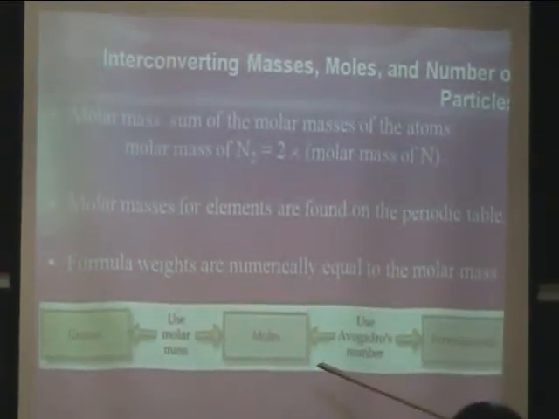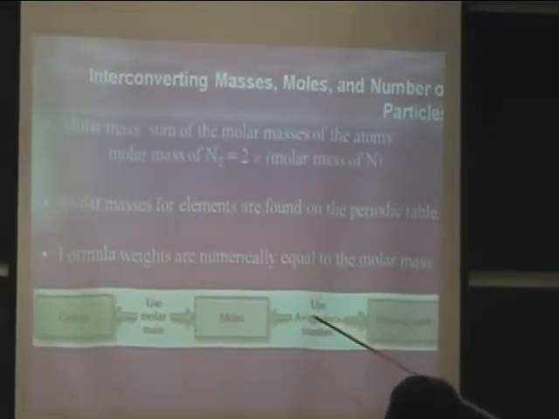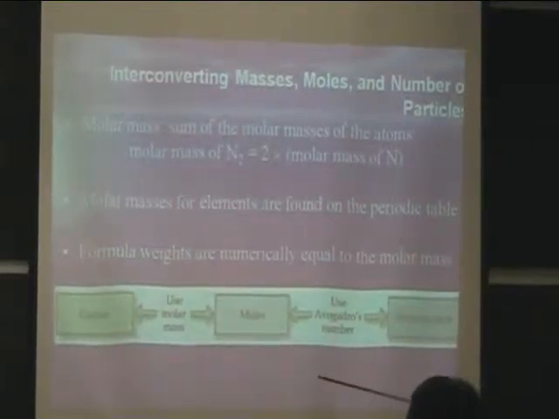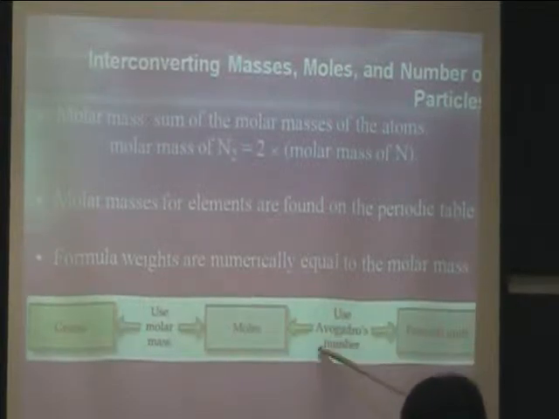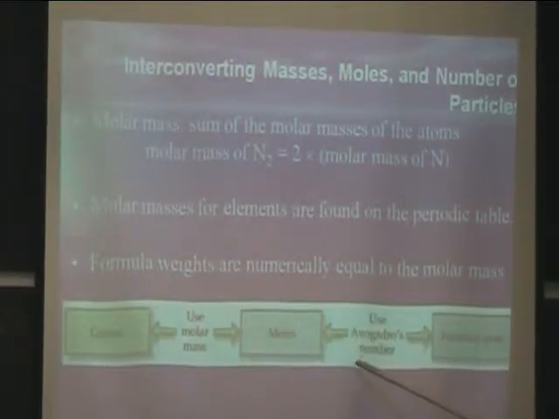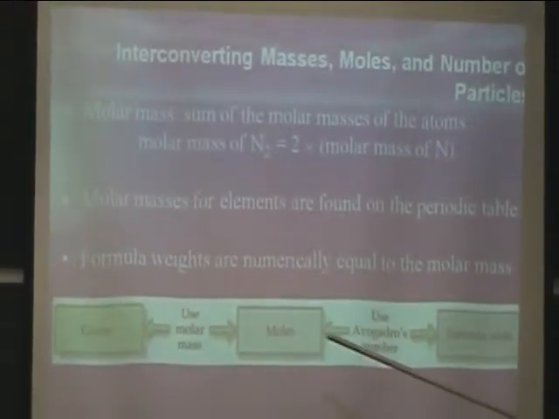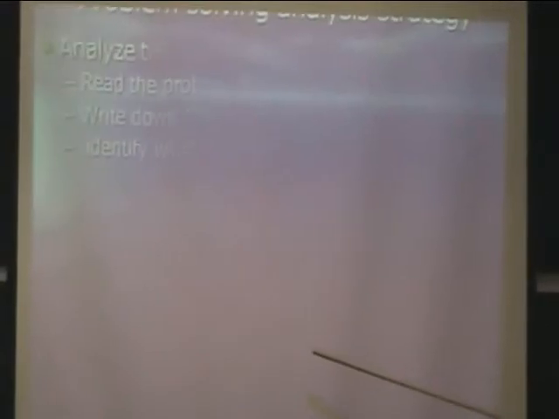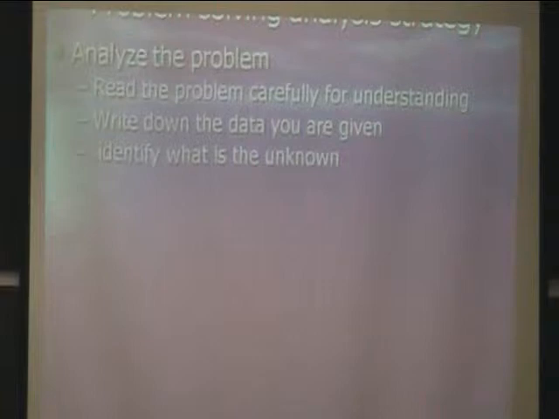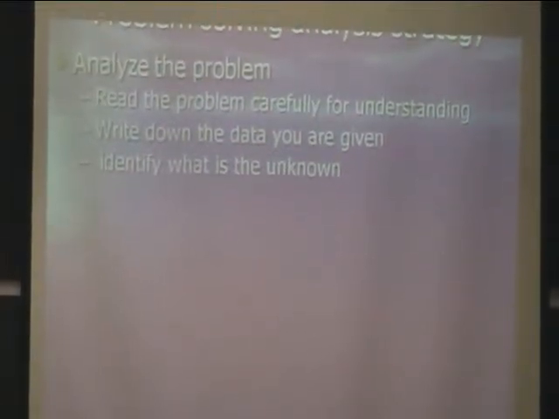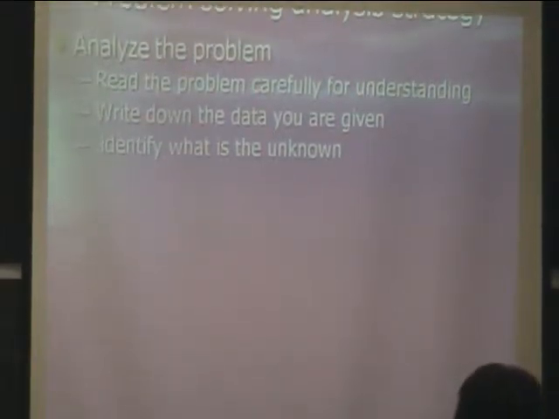Maybe you will be asked to calculate the number of molecules, how many particles, how many atoms, how many formula units you have there. In that regard, you're going to use Avogadro's number. This is like a roadmap to explain converting grams of a substance using molar mass to calculate the moles, and then from moles you're going to calculate the number of molecules or number of particles.